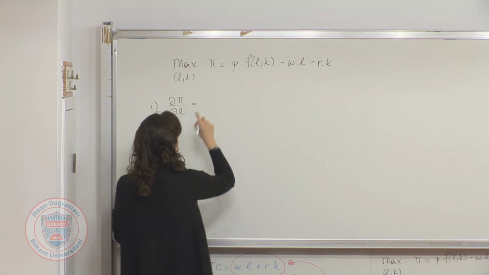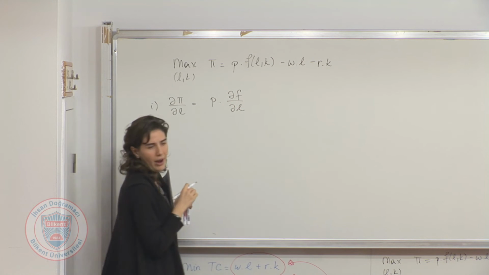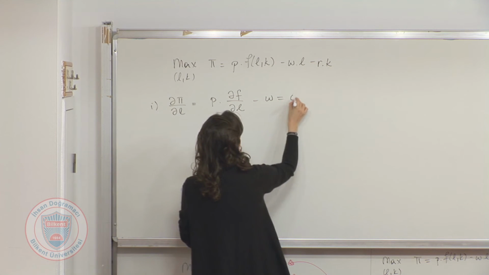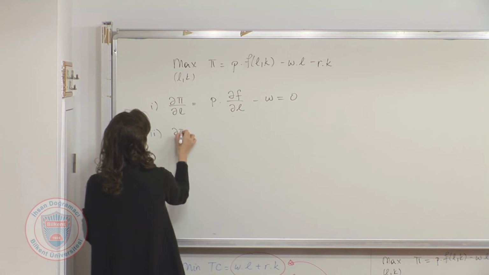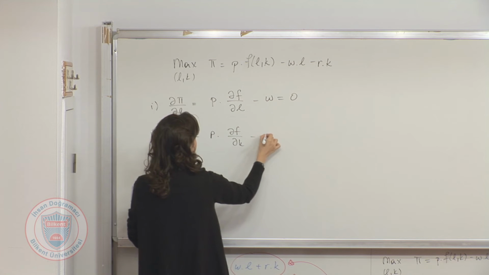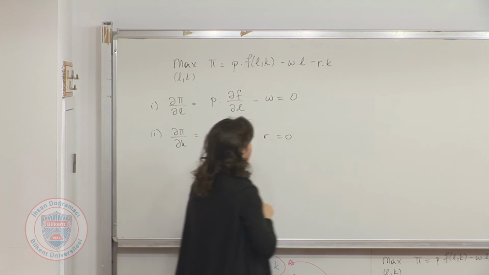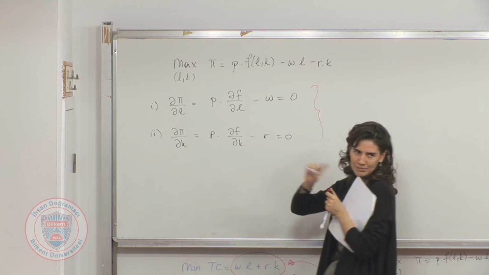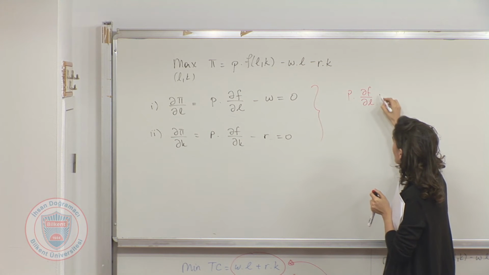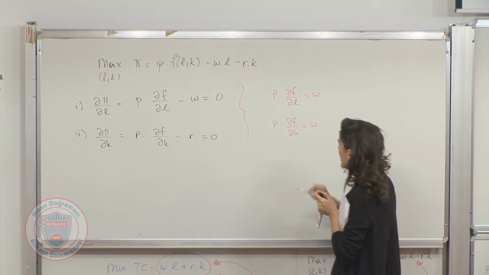So this is basically del pi over del L, right? When I take the derivative, this is what? P times del F over del L, right? Minus what? Wage. This should be equal to 0. And then del pi over del K, P times del F over del K minus R should be equal to 0, okay? Now, what do these guys say? Again, we're not dividing them, but we are writing them in a nicer form. P times del F over del L is equal to wage, and P times del F over del K is equal to R, right?